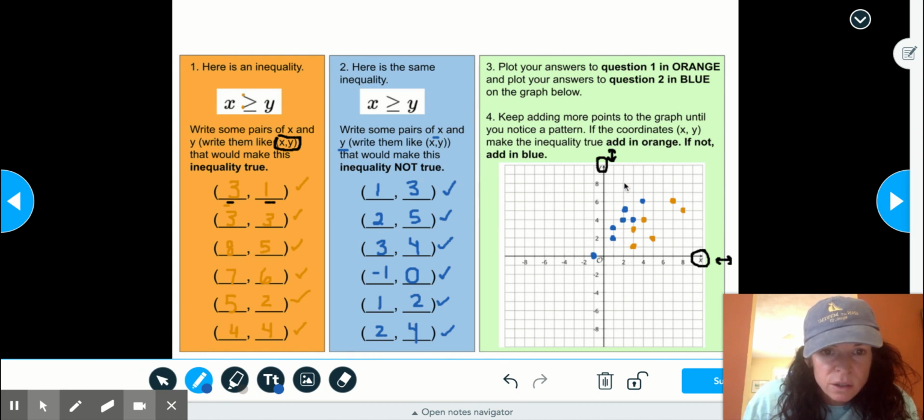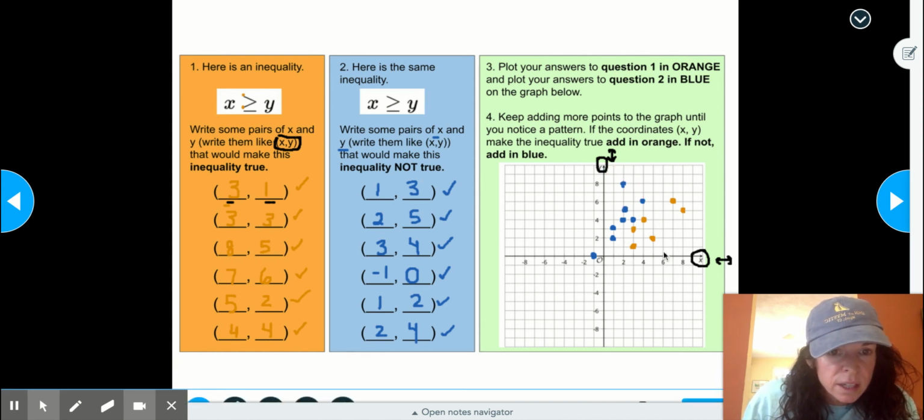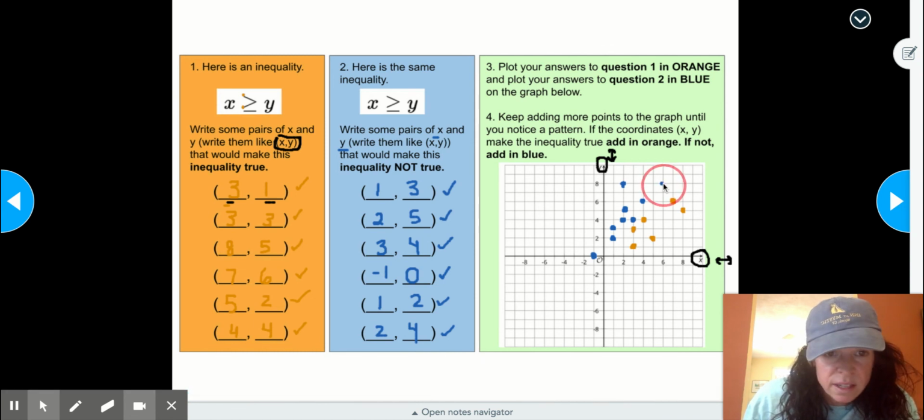2, 8. 2 is not greater than 8, so it's going to be blue. 6, 8. 6 is not greater than 8, so blue. Test the points. See which one.